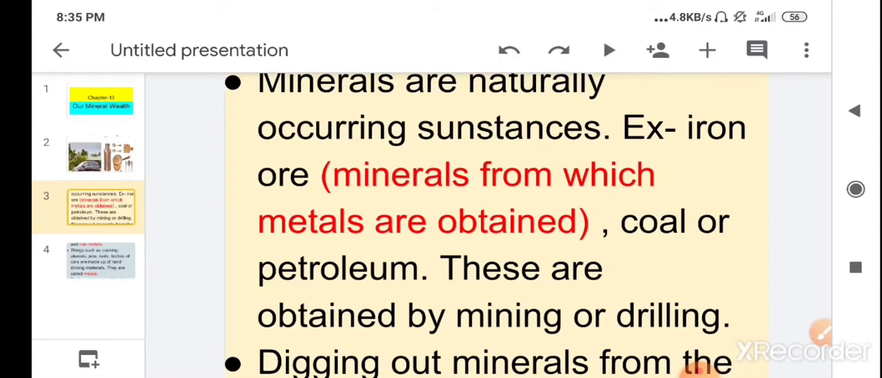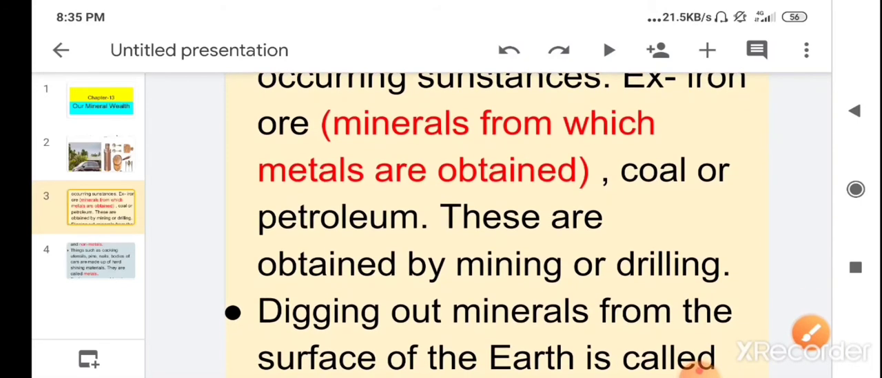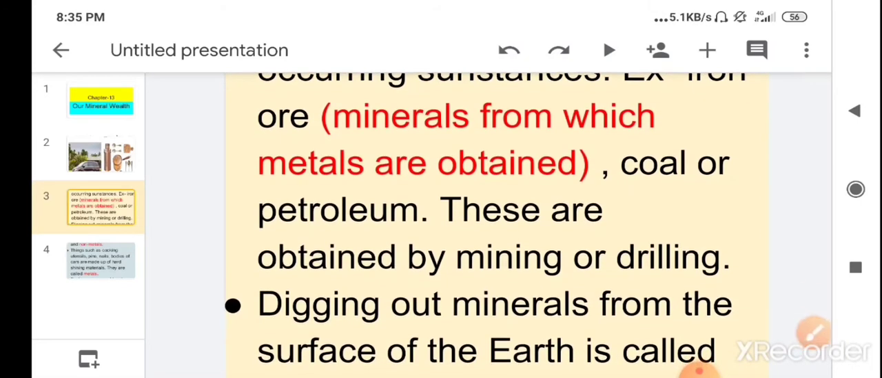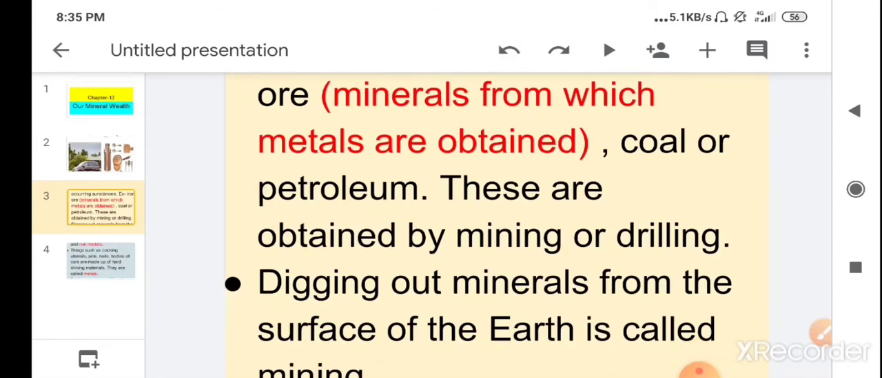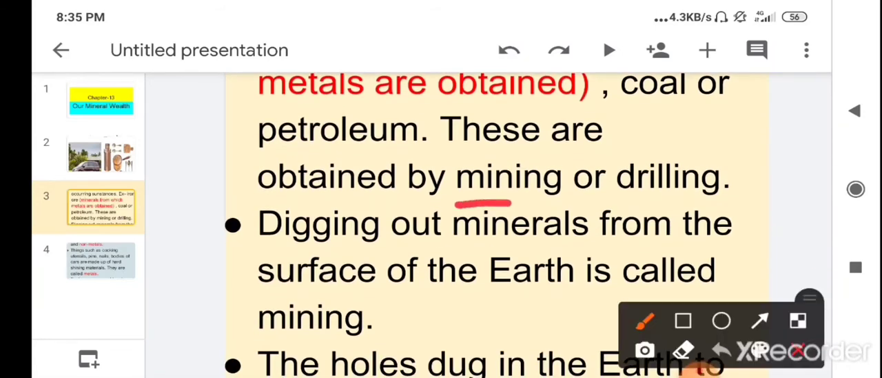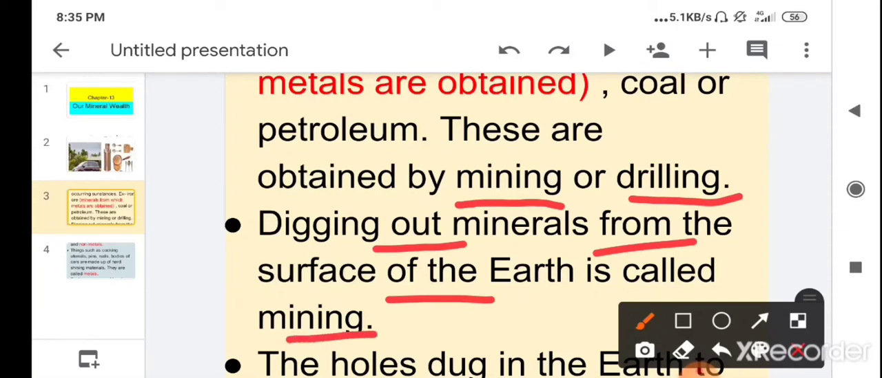Children, these are obtained by mining or drilling. So minerals like iron ore, coal or petroleum are obtained by mining or drilling. Digging out minerals from the surface of the earth is called mining. Digging out means removing the minerals from the surface of the earth.